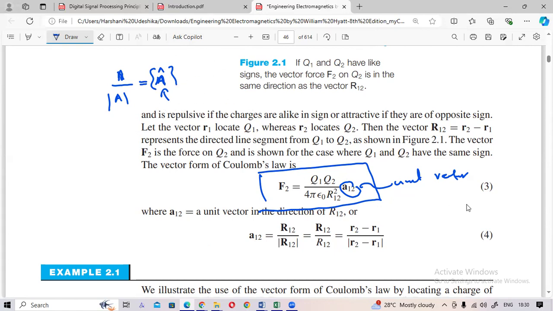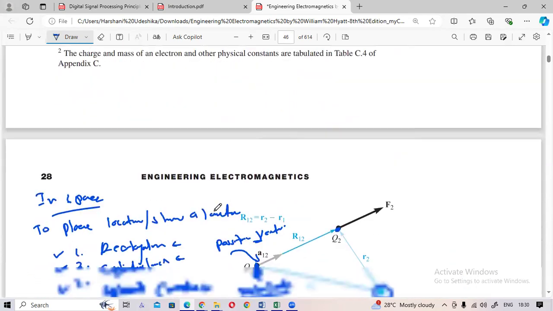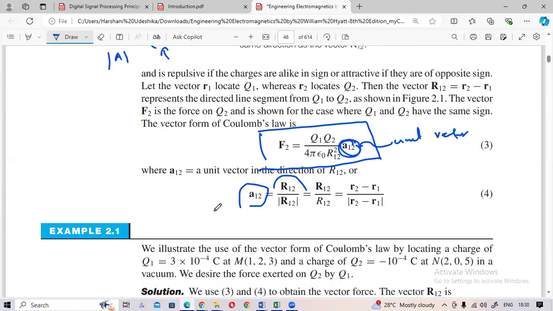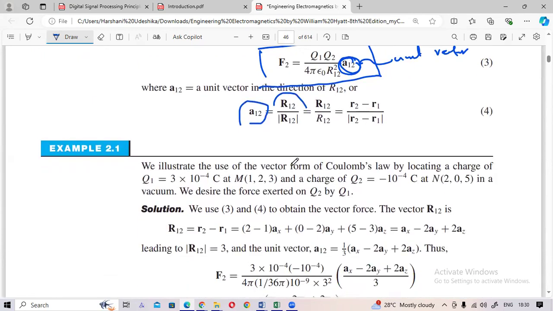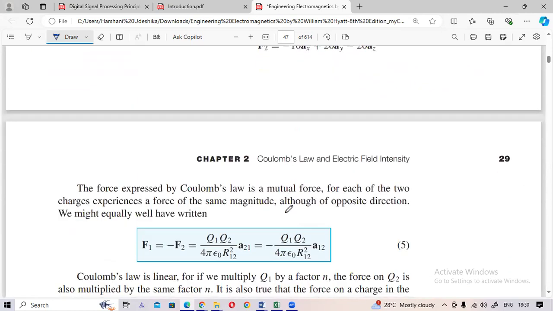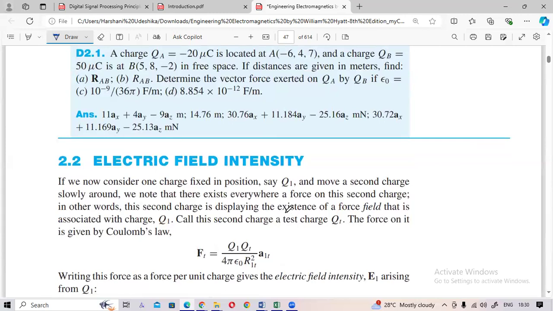So here this is a vector, and this is a unit vector, that is, the vector divided by the magnitude of the vector. So here you can see the vector is divided by its magnitude. So this is the unit vector. I think you can do these questions, because answers and solutions are there, so maybe you can try to understand them by yourself.